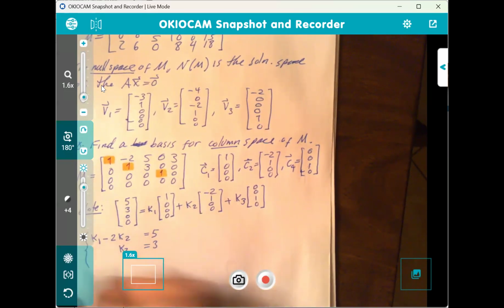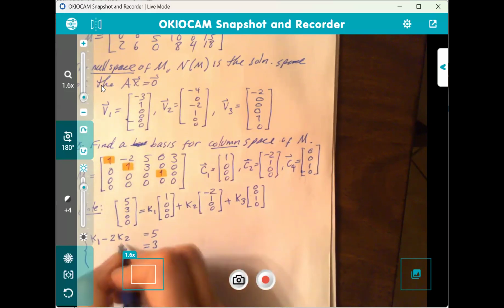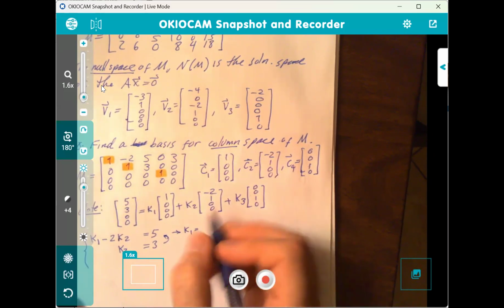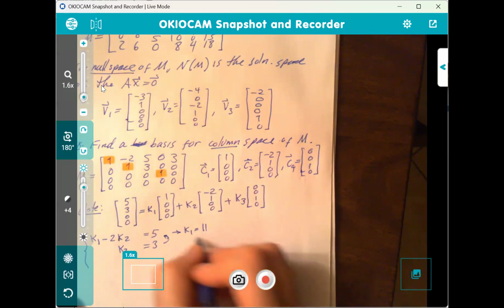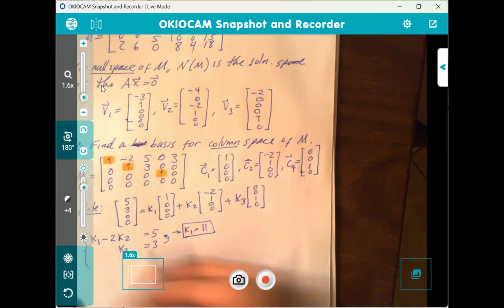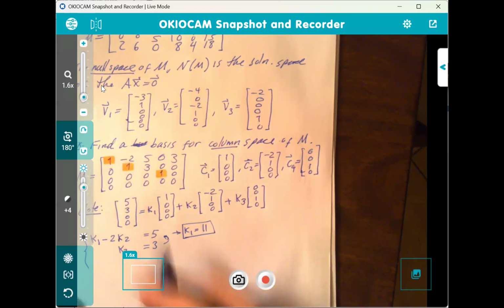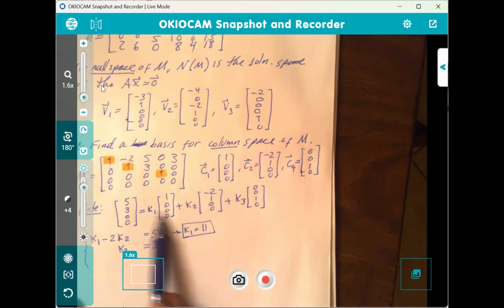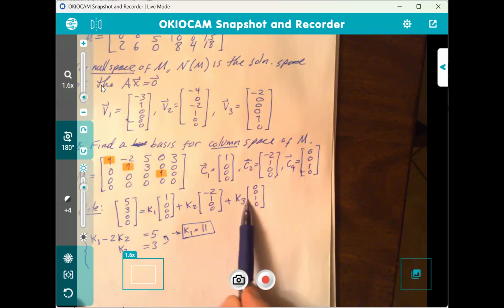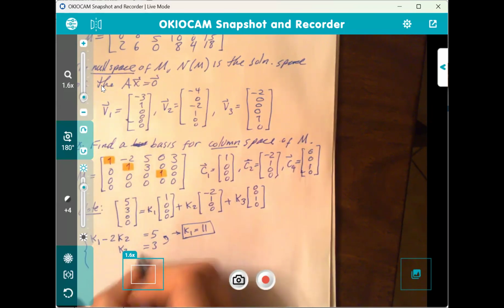If k2 is 3, back substitute, and from this, k1 must be what? 11, right? Because 3 times 2 is 6, negative 6, add 6 to both sides. K1 is 11, K2 is 3, and 0K1, 0K2, 1K3 equals 0.